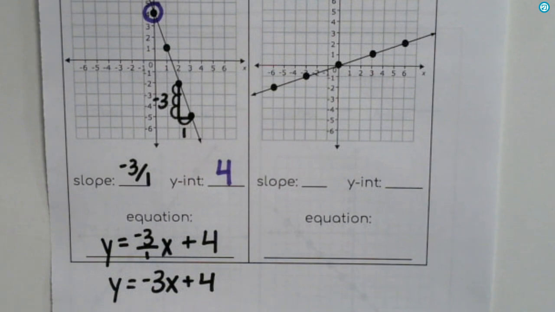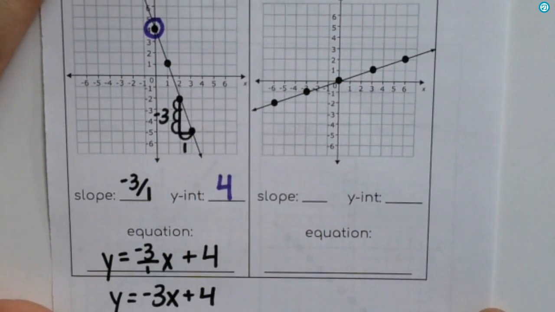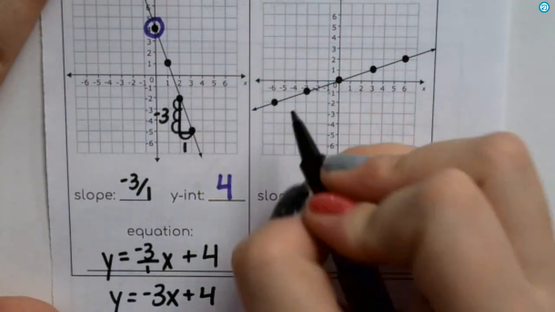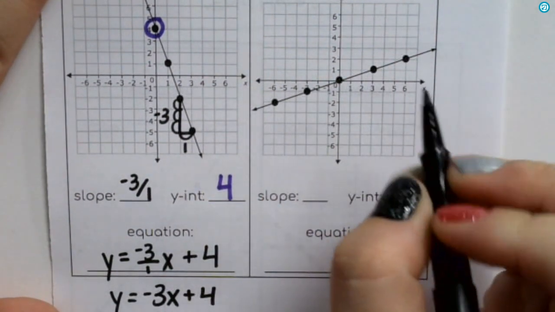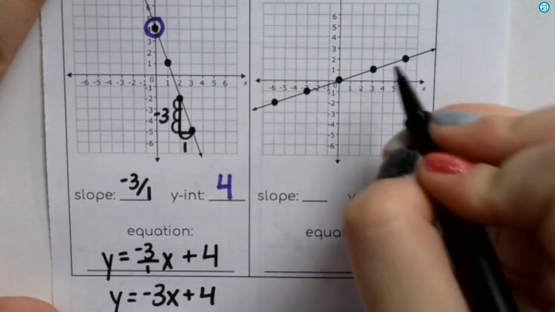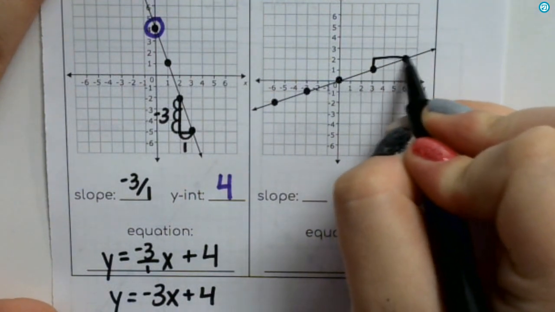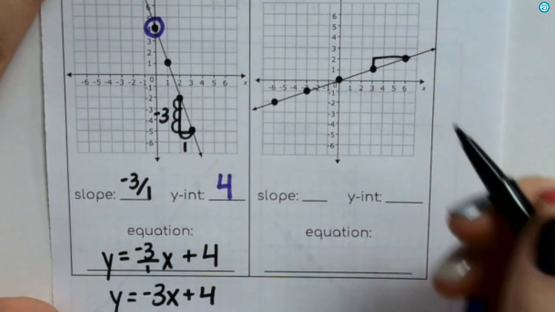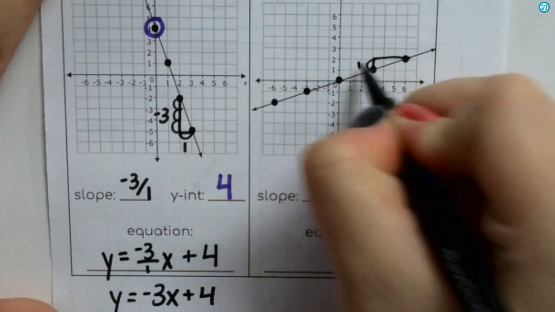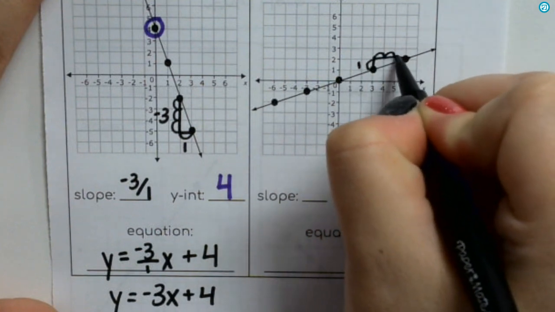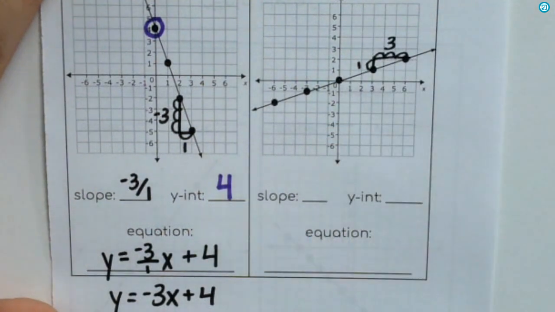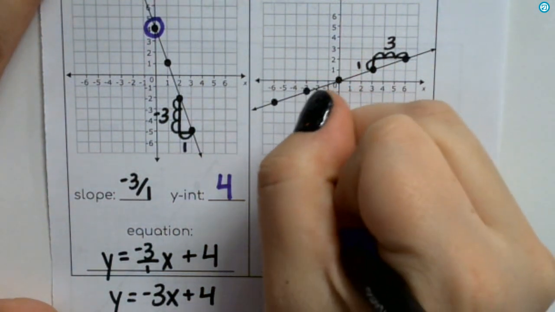Okay, so we are looking at our next one then. So our next one, we need to count our slope. Is our slope positive or negative? Positive, good. As we go up we go to the right. Or as we go to the right, we go up. So I'm going to count between here and here. How many do I go up? 1. How many do I go to the right? 3. So our slope in this one, rise over run, is 1/3.